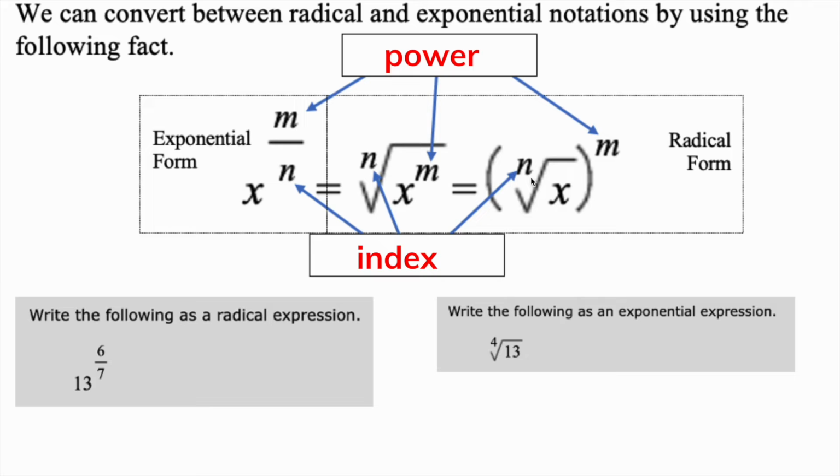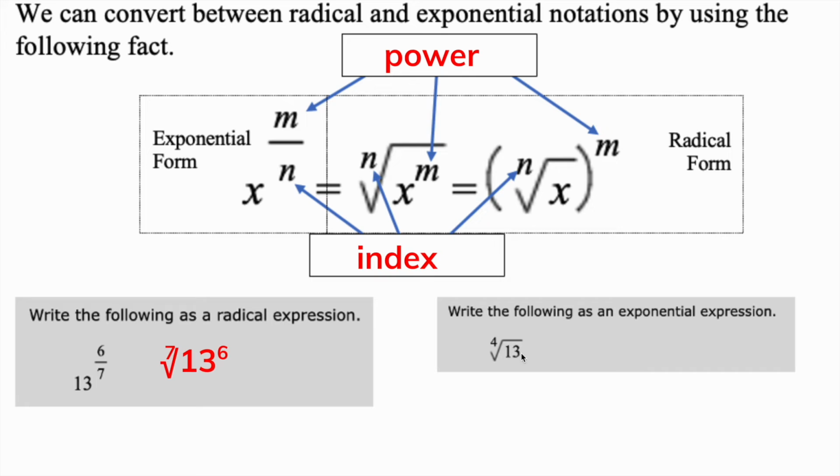So for these ones, we're going to write the following as a radical expression. We're not actually solving that. We're just changing it from an exponential form here. I can see the fraction, so it's definitely in this form here. We're going to switch it to this form over here, to this radical form. So I have my power, I have my index. So I'm taking the seventh root of 13 to the sixth power. So that's all I'm doing. I'm just rewriting it from this form into this form over here.